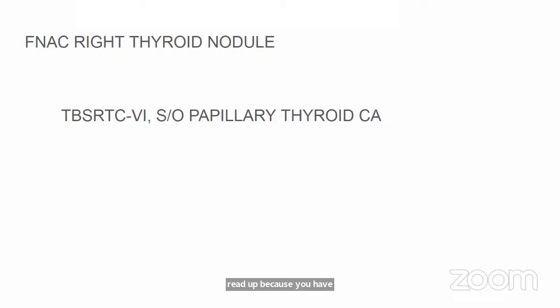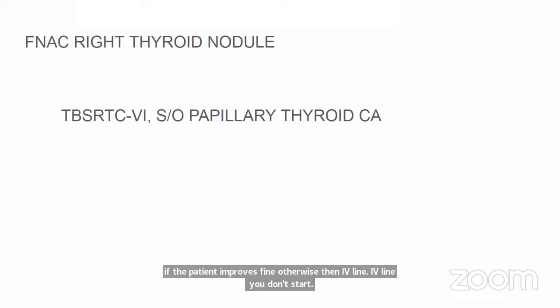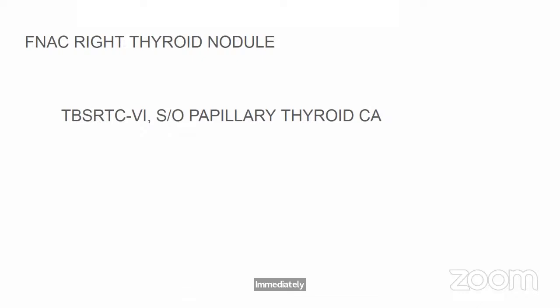So vitamin D, and calcium three times a day. Maybe like 500 milligram three times a day, and 1000 milligram calcium. That can be citrate, as you rightly said. And if the patient improves, fine. Otherwise, then IV line. IV line you don't start immediately. But read up. You are not correct on that. I'll also send you if you send me a message. Yes, ma'am. But you have to read up on management of calcium.